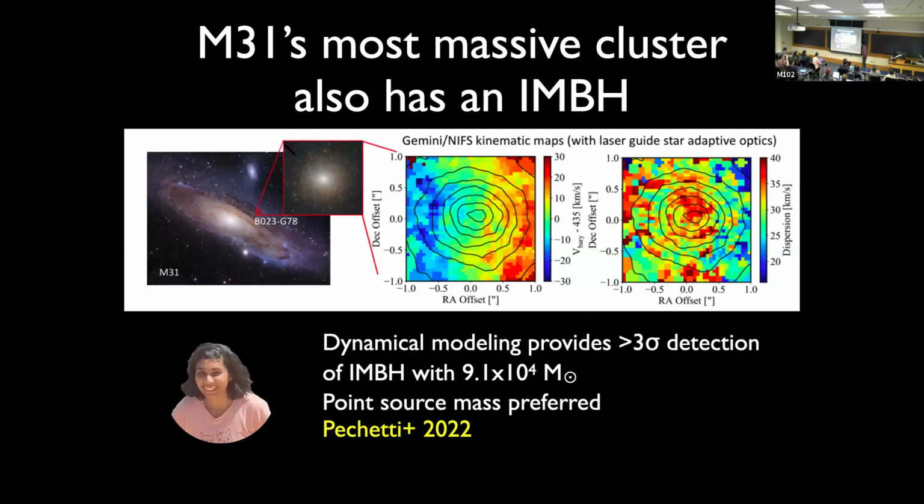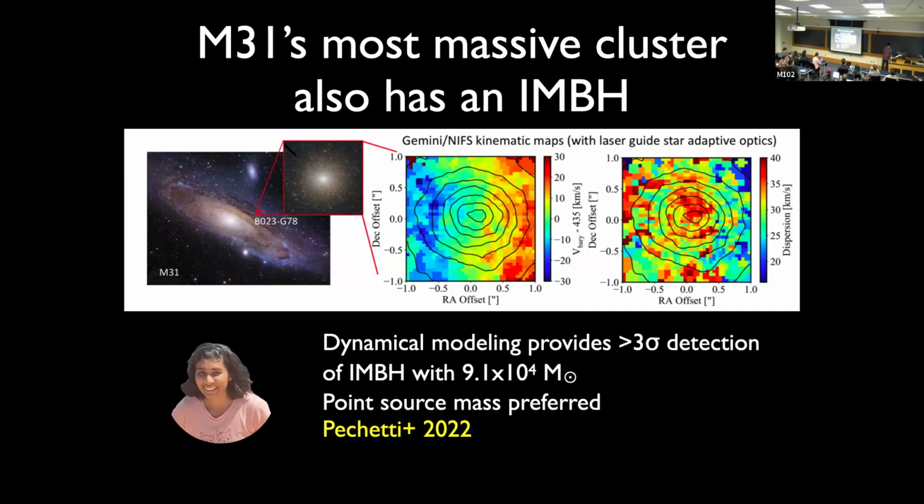So this isn't the only IMBH candidate that we have in our local group. There are globular clusters in Andromeda where people have published dynamical estimates. They're not as high precision of measurements, and they could be stellar mass black holes rather than intermediate mass black holes. But this paper from 2022 from my former student, Renuka Pachetti, found a black hole in M31's most massive cluster that's around 10^5 solar masses.